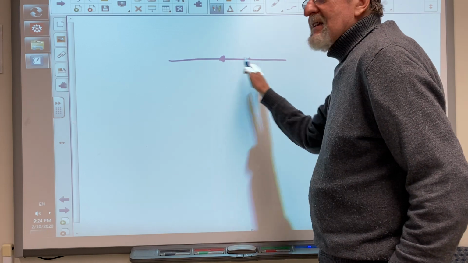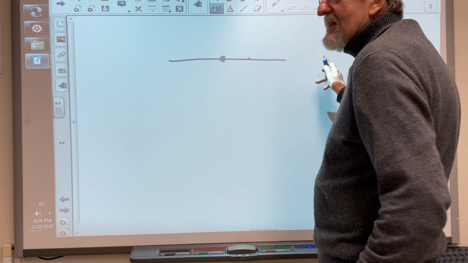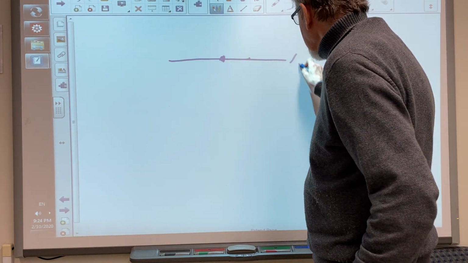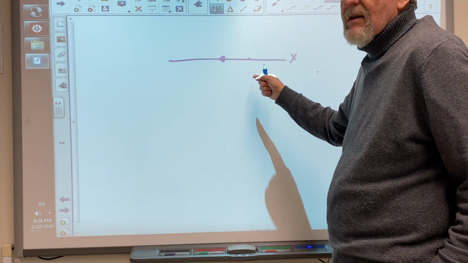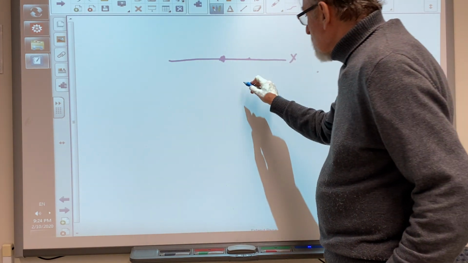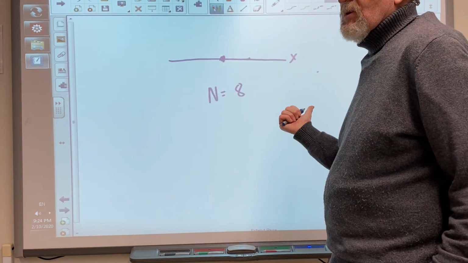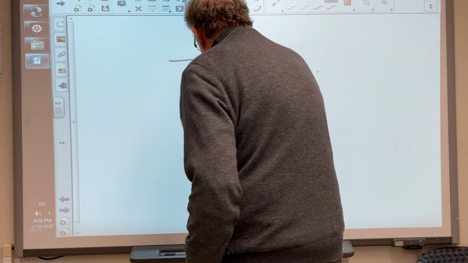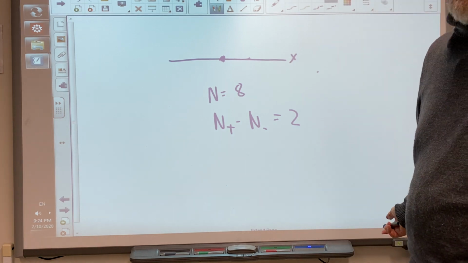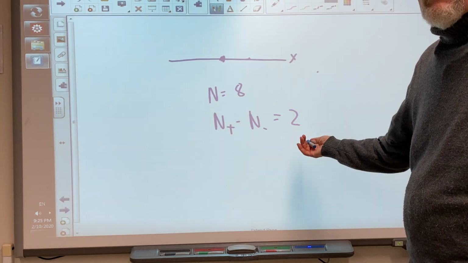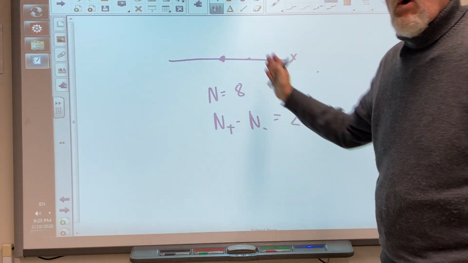If we consider that the probabilities are 50-50, then if you look at the final position, where is the final position? It is the number of steps to the right minus the number of steps to the left, right? Let's say a random walk of n equals 8. If you take 5 steps to the right and 3 to the left, n plus minus n minus is 2, and that's where you end. So our old excess spin is nothing else than the final position of a random walker.